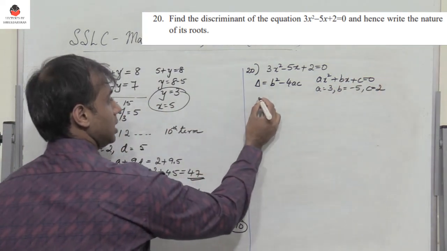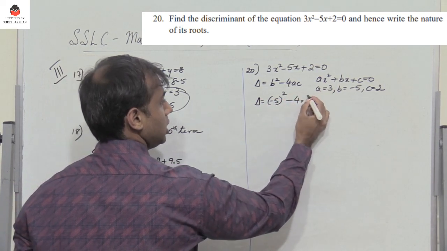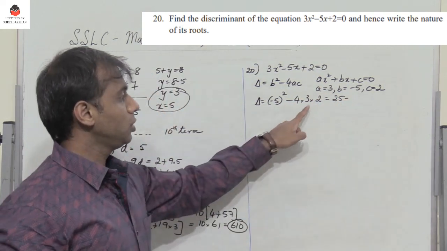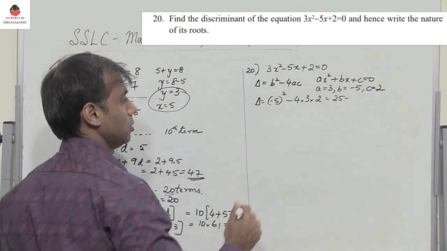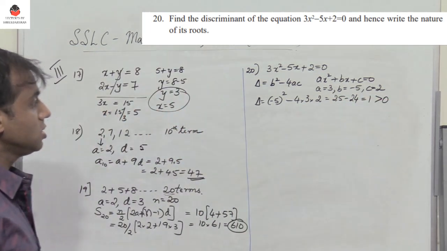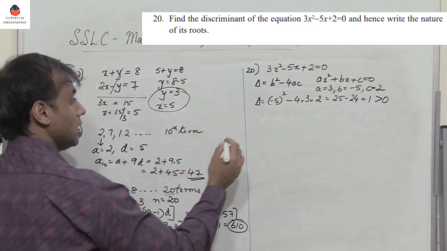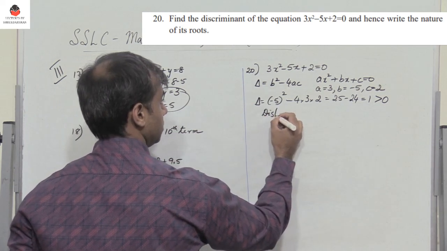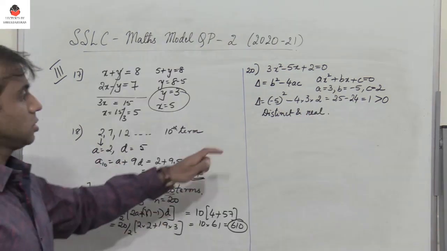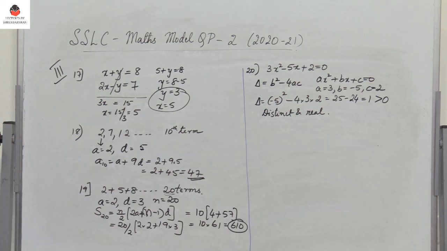Alright, so what is delta? Delta is minus 5 the whole square minus 4 into a is 3 into c is 2. So I get 25 minus 4 into 3 is 12, 12 into 2 is 24, 25 minus 24 is equal to 1, which is greater than 0. So since the value of delta, the discriminant, is greater than 0, the roots are distinct and real. So the roots are distinct and real because delta is greater than 0.